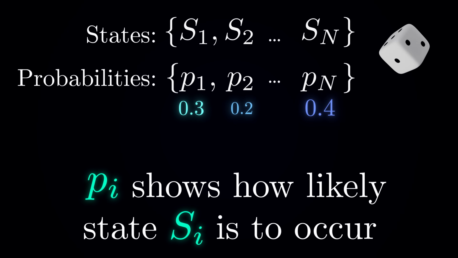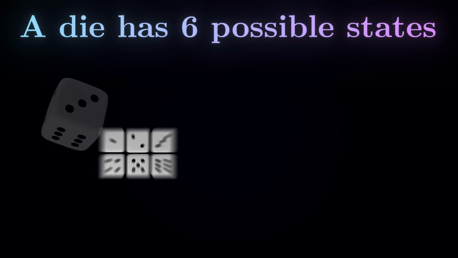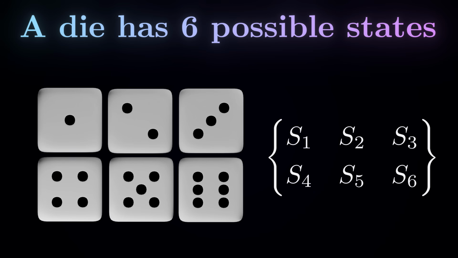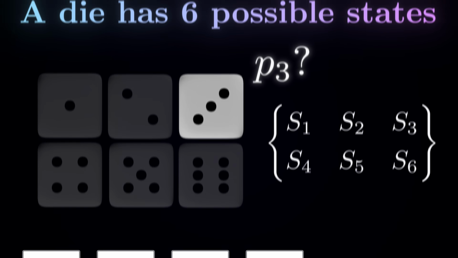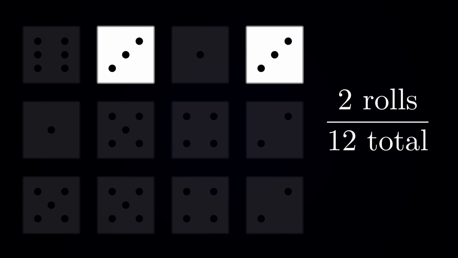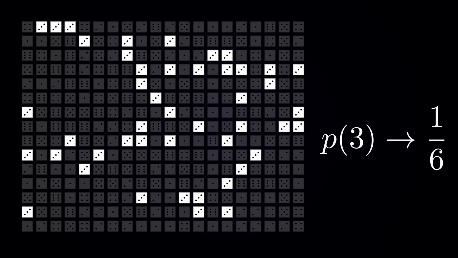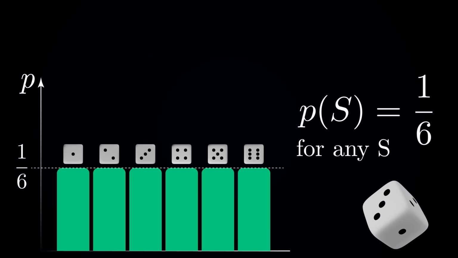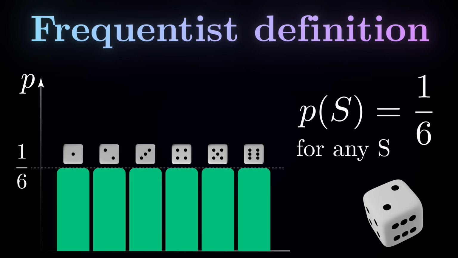You're probably familiar with thinking about probability in terms of the proportion of outcomes from high school. For example, a 6-sided die has 6 possible states. To find the probability of rolling a 3, for example, you would roll the die many times, count how often it lands on 3, and divide it by the total number of rolls. As you increase the number of rolls, this ratio converges to 1/6, which is the probability for any side of a fair die. This approach, which relies on repeated trials and tracking outcomes, is called the frequentist interpretation of probability.